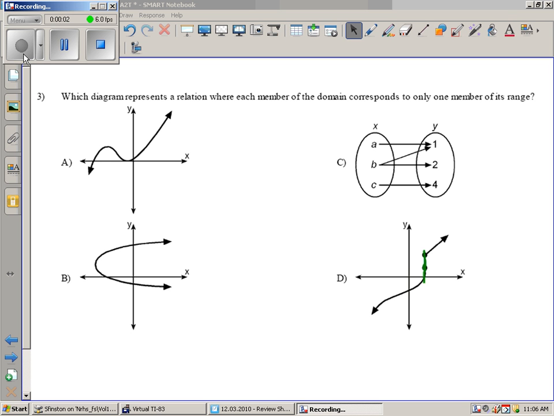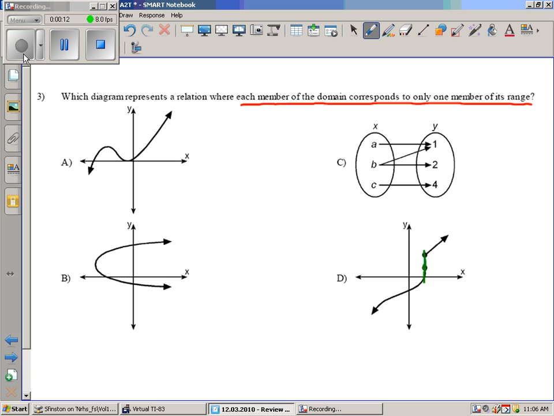All right, so we're on review sheet number 2. We're just going to pick random questions today. Which diagram represents a relation where each member of the domain corresponds to only one member of the range? When the x values are not repeated, what's that called? Yeah, that's called a function, and that's really what we're looking for. We're looking for which one of these is a function. Which one is a function? Yeah, that's it.